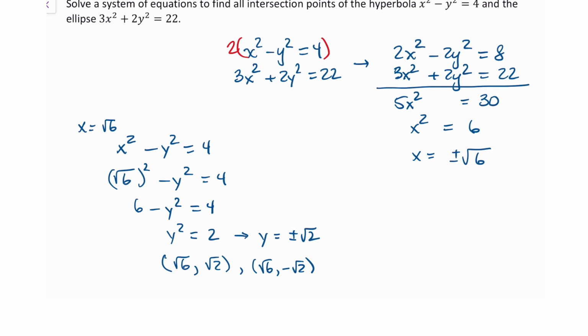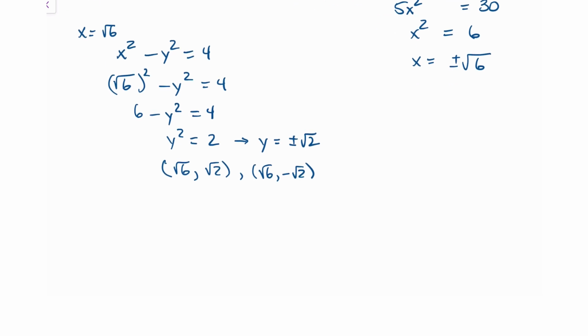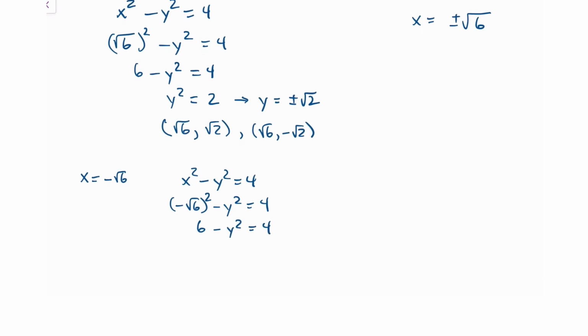Now you can probably tell the same thing is going to happen when we plug in negative root 6. Let's just double check that. So x equals negative root 6. We still have x squared minus y squared equals 4. So negative root 6 squared minus y squared equals 4. Well, negative root 6 squared is still 6. So we just solved that same equation up above there. So we know that that results in y squared equals 2, which means y equals plus or minus square root 2.